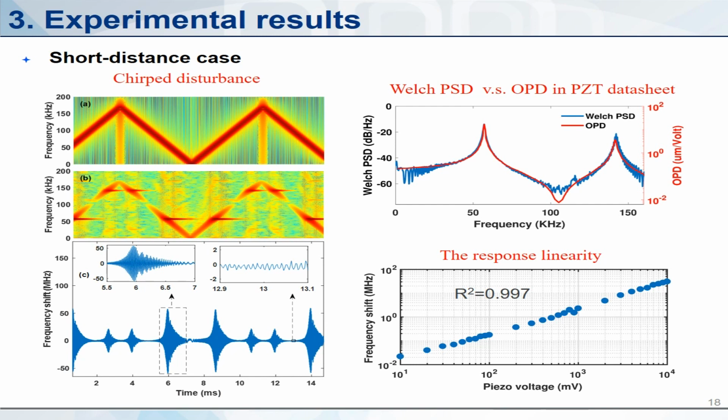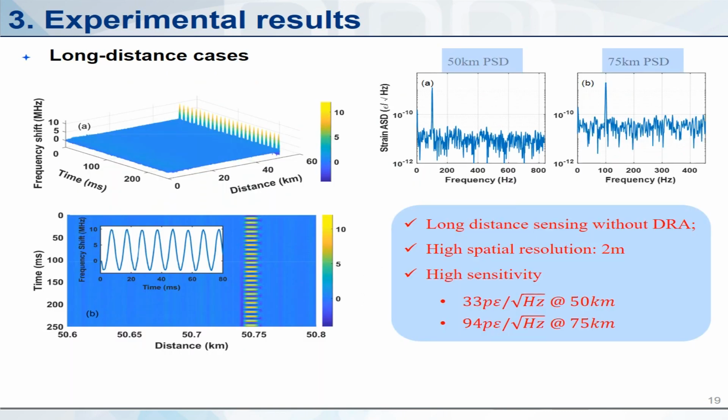And we have compared the PZT response with the response shown in the PZT datasheet. We can also see a very good match. Moreover, we can get very good linearity in terms of strain response. Next, we have tried long-distance cases. We can see that for both 50 kilometers and 75 kilometers, we can get a fading-free response and a very good signal-to-noise ratio. And finally, we can achieve 33 picostrain per square root hertz at 50 kilometers and 94 picostrain per square root hertz at 75 kilometers.